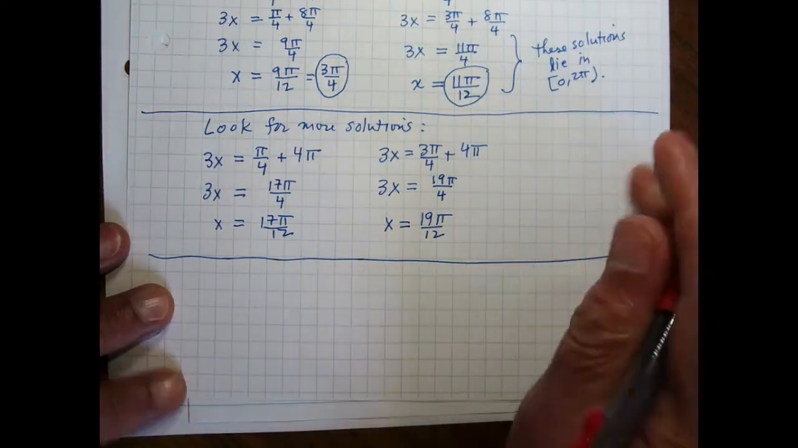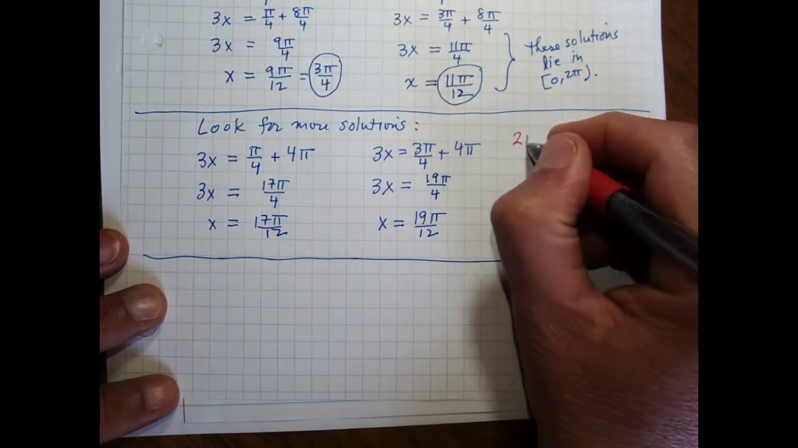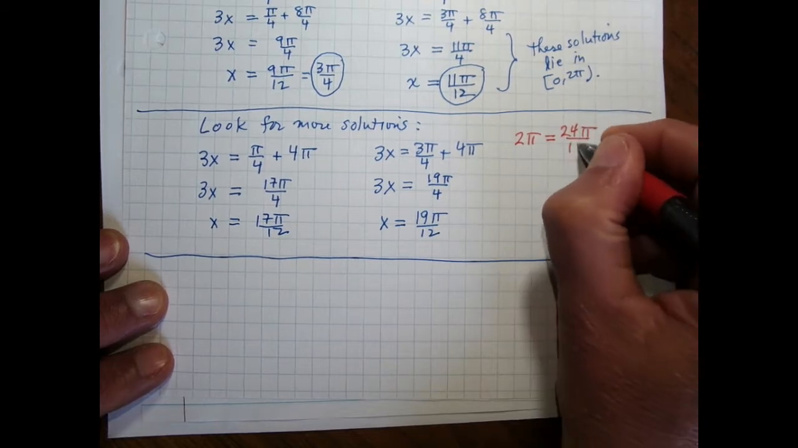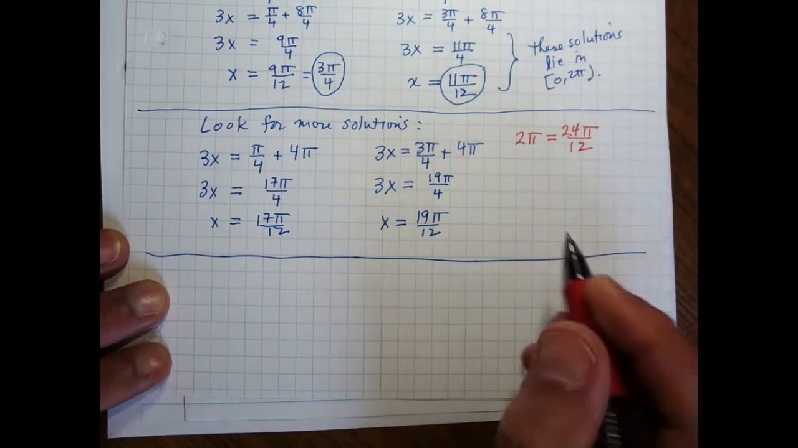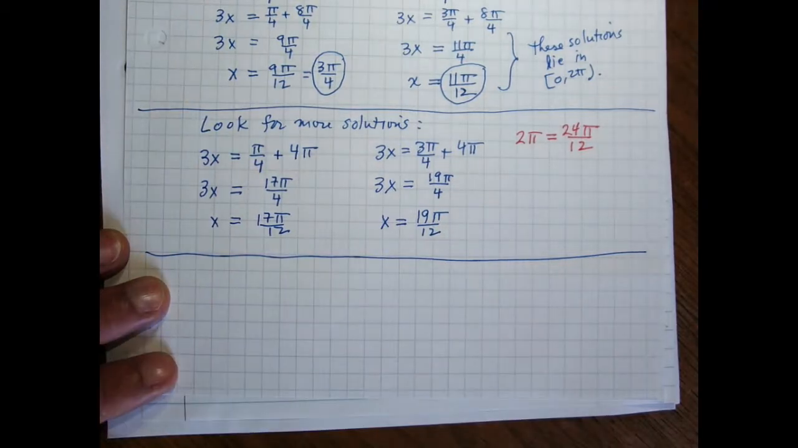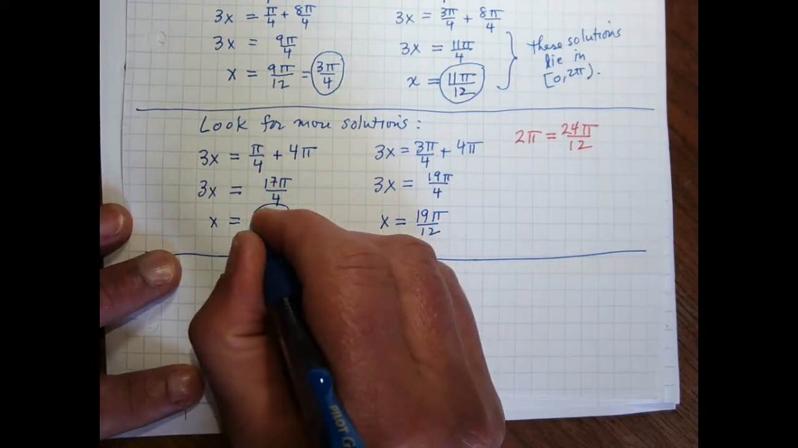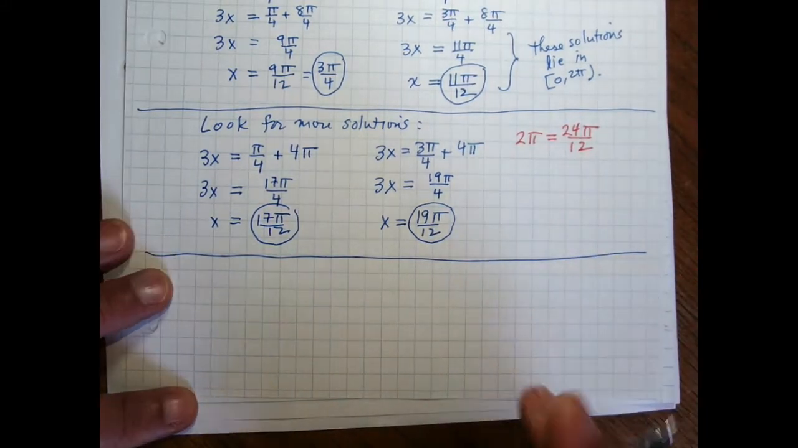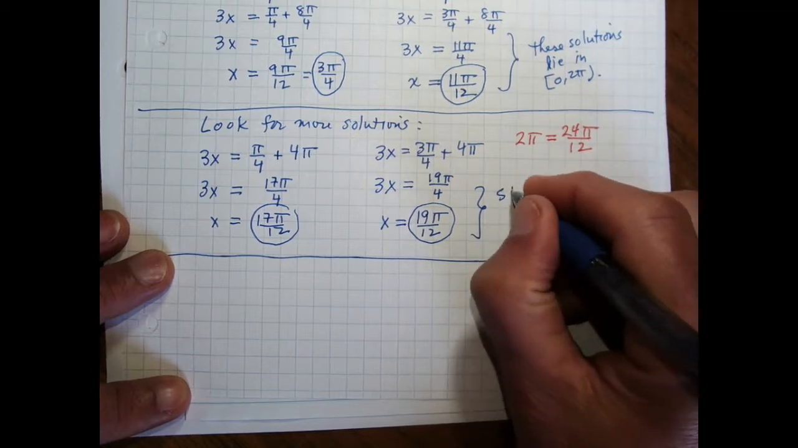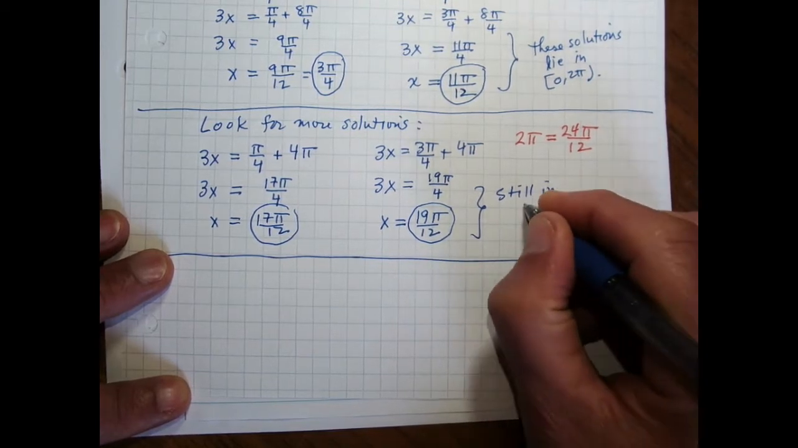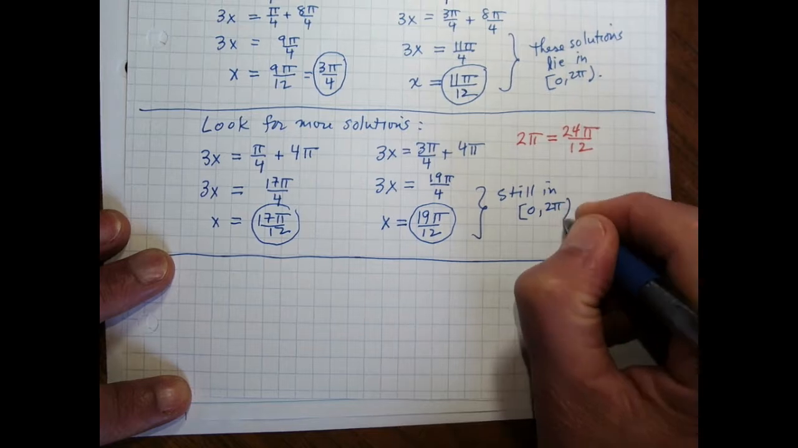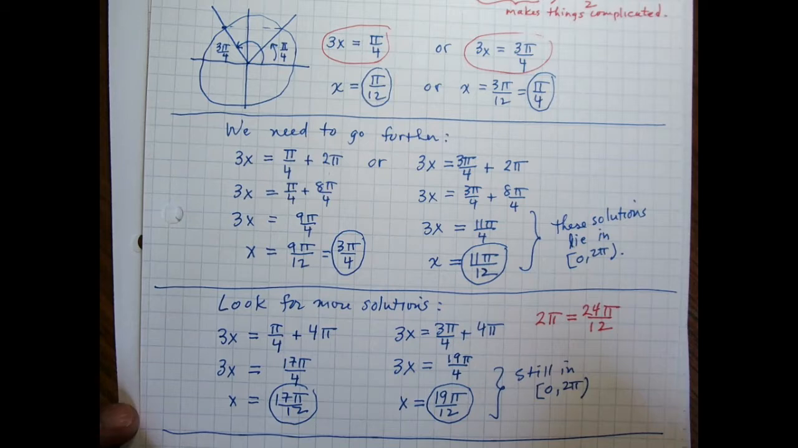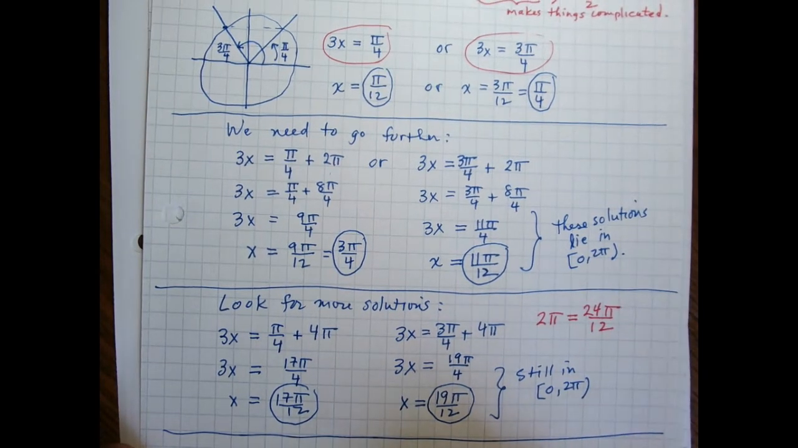It helps me here to think 2 pi would be 24 pi over 12 with denominator 12, right? So until I get to 24 in that numerator, these multiples of pi over 12 are still in that interval from 0 to 2 pi. So we've gotten to the point where we found 6 separate solutions to this equation that all lie in the interval from 0 to 2 pi.